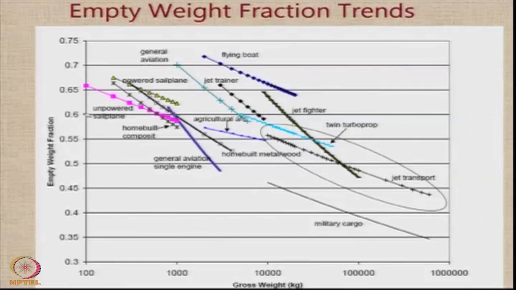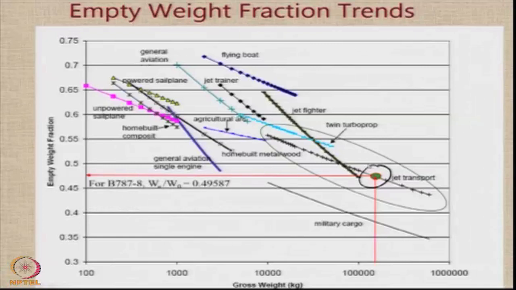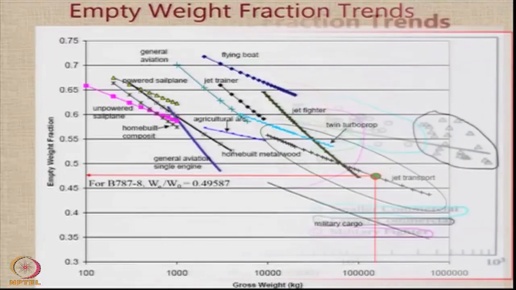This is how you use this particular graph. But in our case, unfortunately, we do not have an estimate of gross weight. On the other hand, we are actually going to estimate the gross weight, and we need to know the empty weight fraction, but empty weight fraction depends upon the gross weight. So, therefore, we have to use this formula which was shown. This particular point corresponds to this particular point shown in the graph. This particular point corresponds to Boeing 787-8, which has got an empty weight fraction of approximately 0.49. Remember, I told you that many transport aircraft, they have an empty weight fraction roughly 50%, which is very much true for Boeing 787.